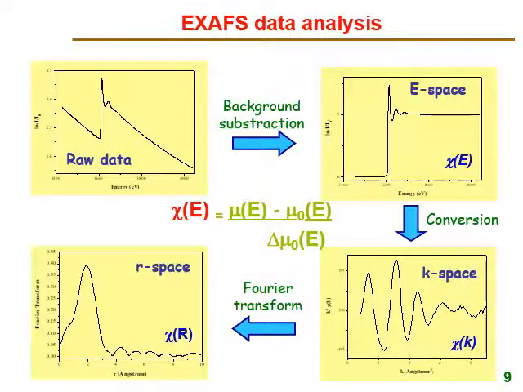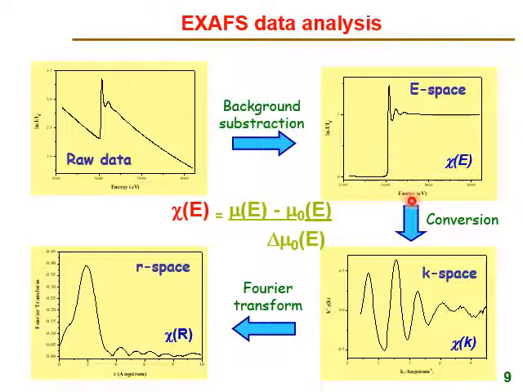So in general, this is the procedure for EXAFS data analysis which most people do in the experiment. The first step is to obtain the raw data here. In the second step, we do the pre-edge and post-edge adjustment followed by background subtraction so that we can get this picture. And then we define the chi(E) function here, which is the oscillating signal subtracted by the background signal and edge jump.